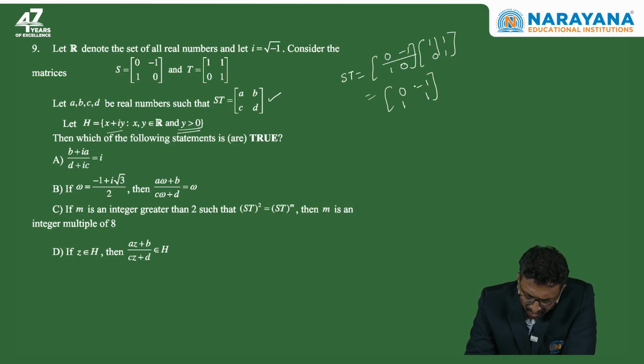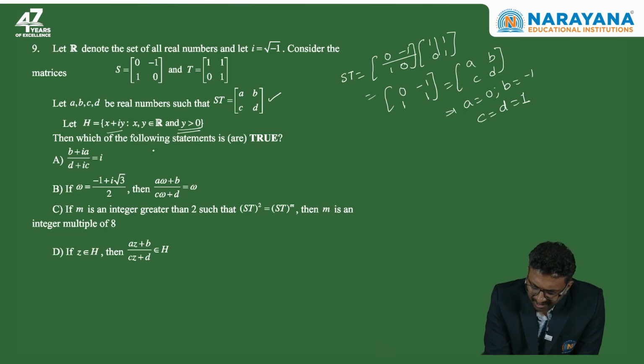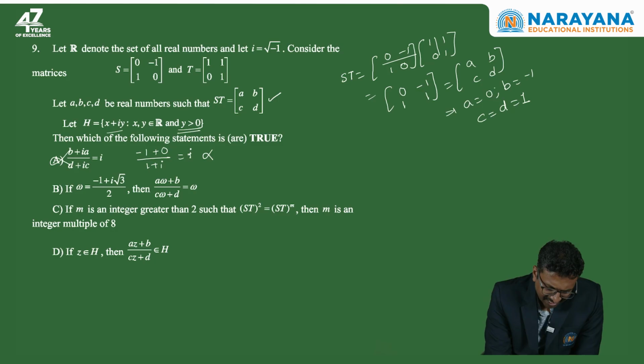Okay, so you want ST square. So ST is A, B, C, D. This will imply A is equal to 0, B is equal to minus 1, C is equal to D is equal to 1. So you got all the values. So B plus IA by D plus IC: B is minus 1 plus 0 by 1 plus I is equal to I, which is wrong, right? Minus 1 by 1 plus I is not equal to I. So option A is wrong.